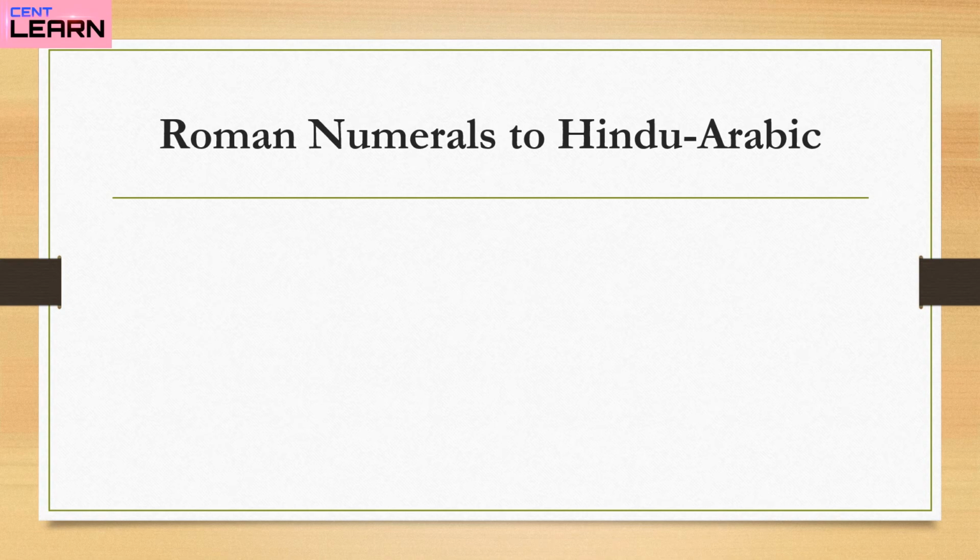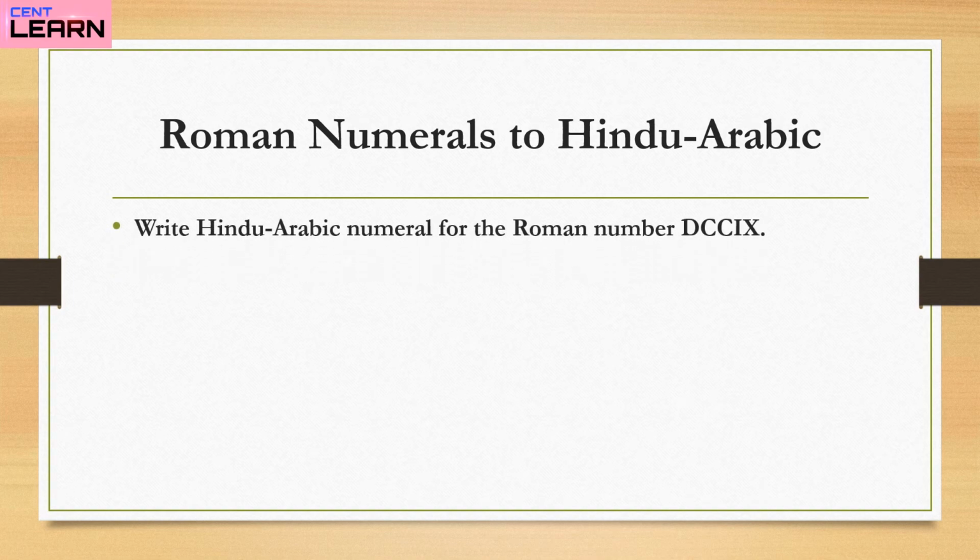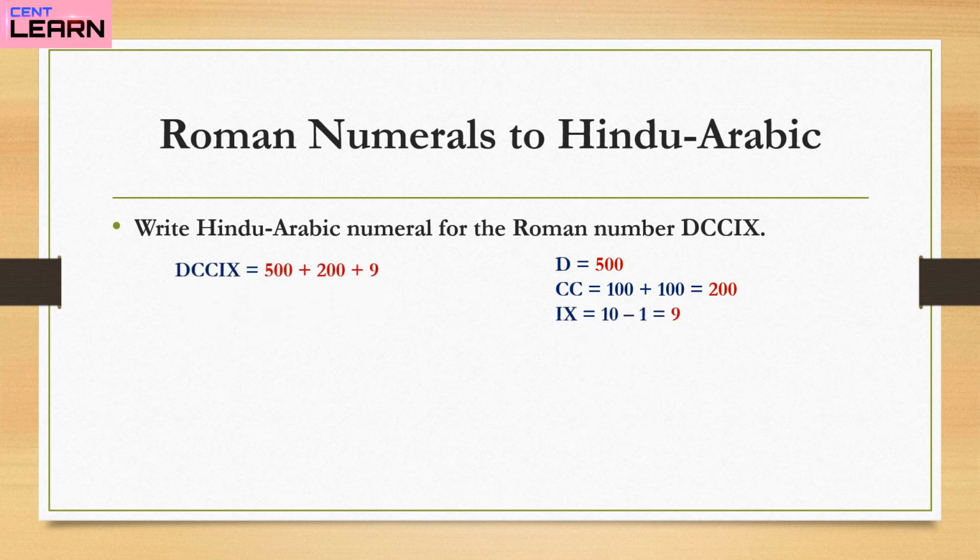Now examples of Roman numerals to Hindu Arabic numbers. Write Hindu Arabic numbers for the Roman number DCCIX. So D is equal to 500, C is equal to 100, so CC is equal to 200, IX is equal to 9. So DCCIX is equal to 500 plus 200 plus 9, which is equal to 709.